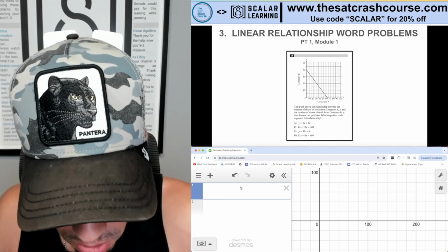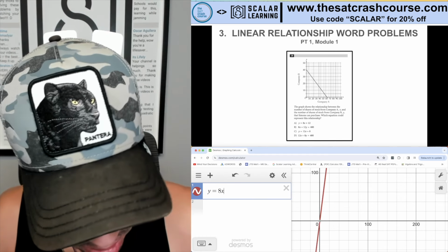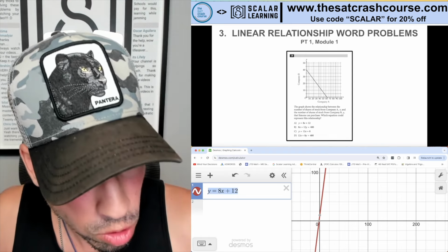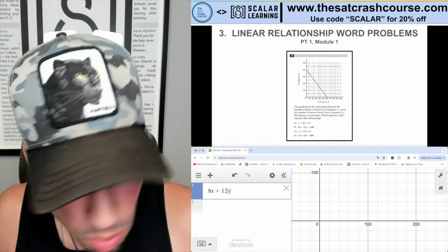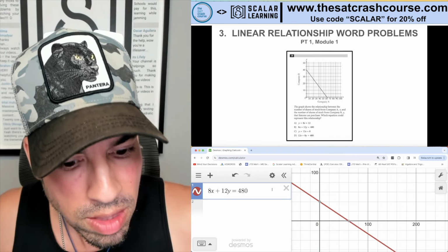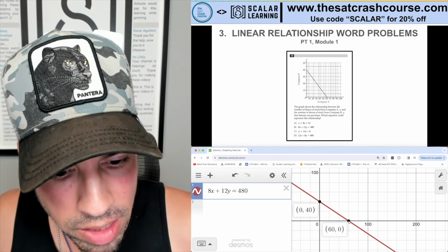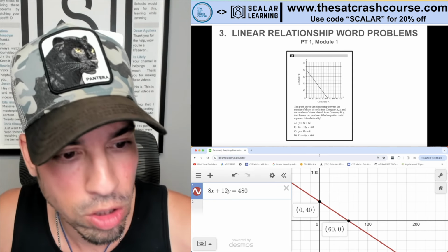Now I'm going to try these different options. So check it out. Y equals 8x plus 12. That's totally wrong, right? It has a positive slope as well. We've also got 8x plus 12y equals 480. That's actually looking pretty good. Now, check this out. Y-intercept of 40, x-intercept of 60. We can stop there, but we're going to show you the rest of these.